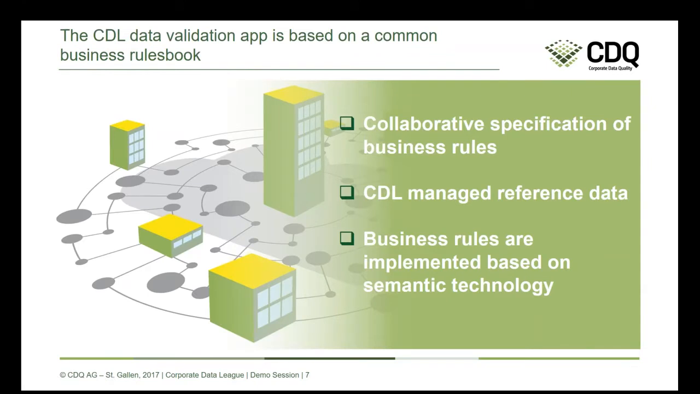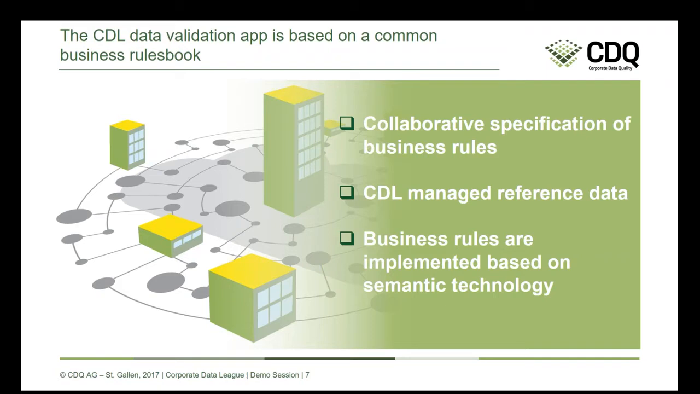So, the corporate data leak has built up a business rules book in our metadata management tool, which is more or less the outcome of a collaborative effort of all the companies that are part of the corporate data leak. All member companies give input regarding these business rules, and they also give input regarding reference data sources that we can use to validate data, to compare it with the given reference data.